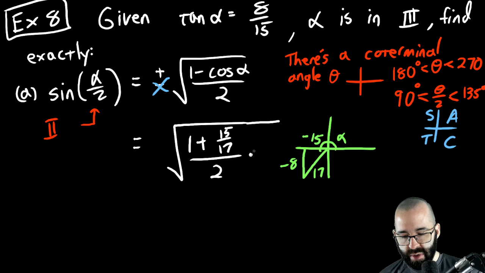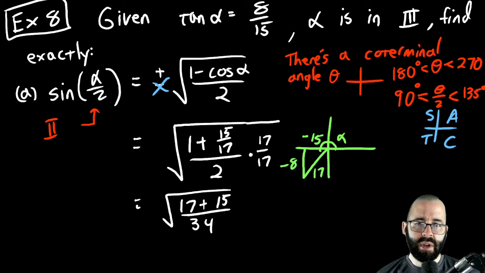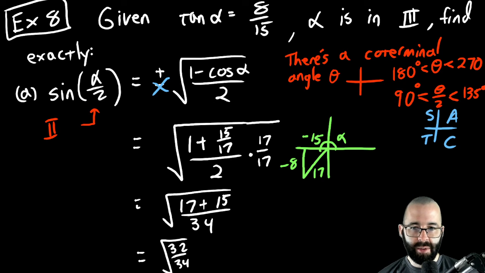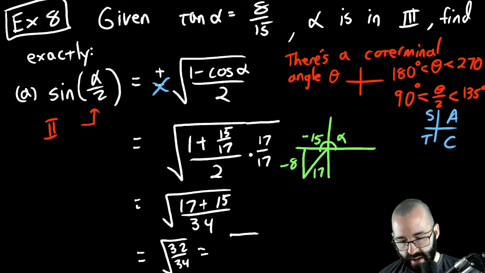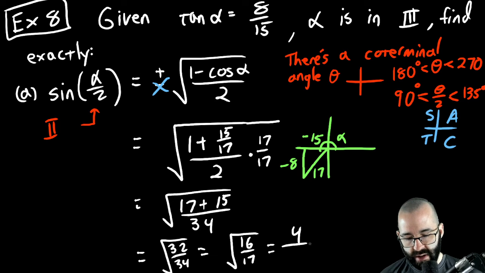So what I'm going to do is multiply by the LCD on the top and the bottom. It's going to be the square root of 17 plus 15 over 34. And again, the book will want you to rationalize the denominator, but I don't require that. And we're going to get 32 over 34. We can simplify this though in a couple different ways. You could reduce it. Going to do the square root of 16 over 17. And the square root of 16 is just 4.